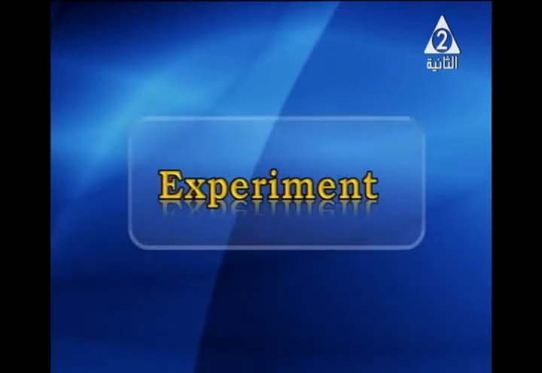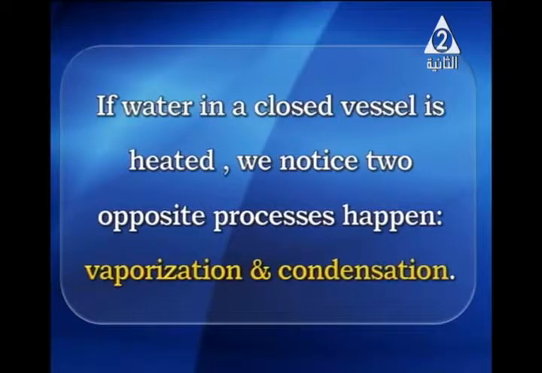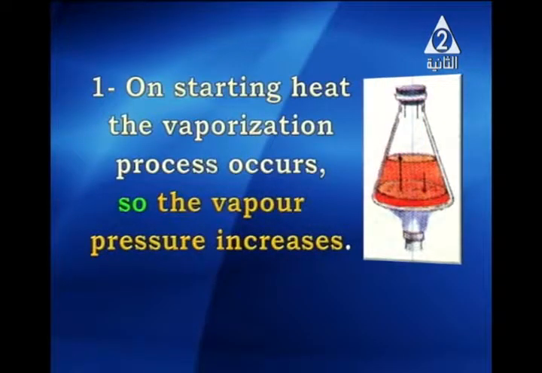Here, we make an experiment to explain vaporization and condensation as a physical equilibrium. If water is placed in a closed vessel and heated, we notice that two processes opposite to each other occur: vaporization and condensation. As shown on the screen, if you bring a conical flask containing water and start to heat it, the vapor increases inside the container, and so the vapor pressure increases.